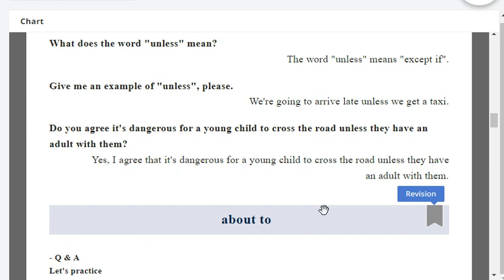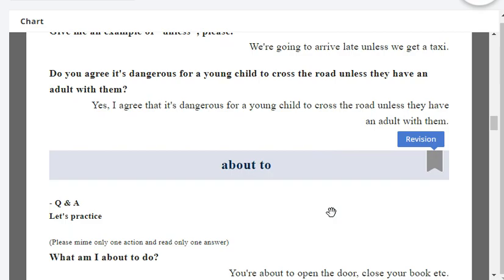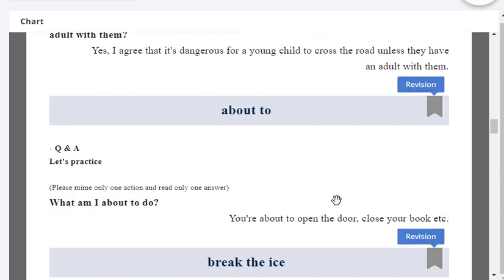Do you agree it's dangerous for a young child to cross the road unless they have an adult with them? Yes, I agree. It's dangerous for a young child to cross the road unless they have an adult with them. Very good. Okay, next. What am I about to do? You're about to stand up. Very good.